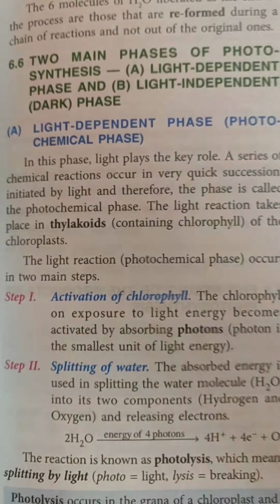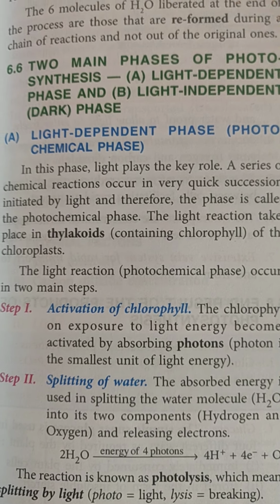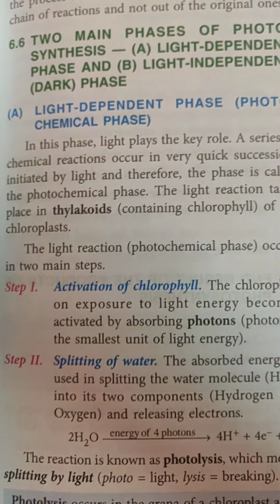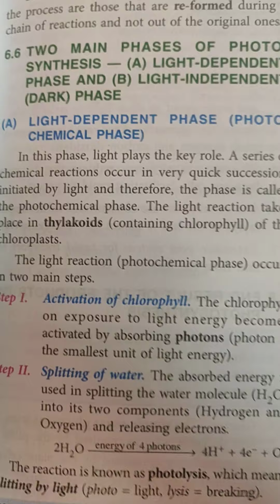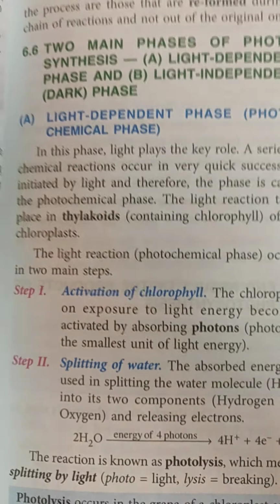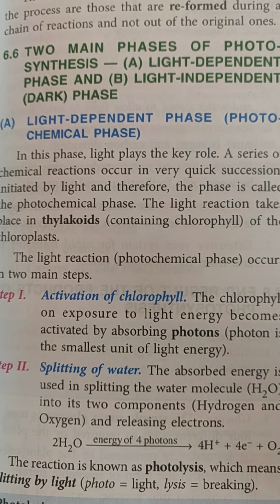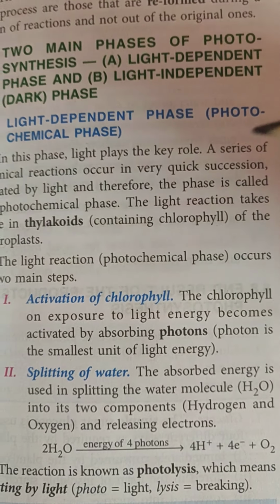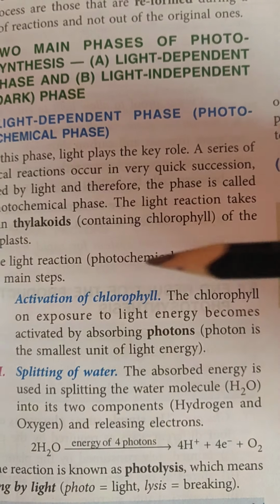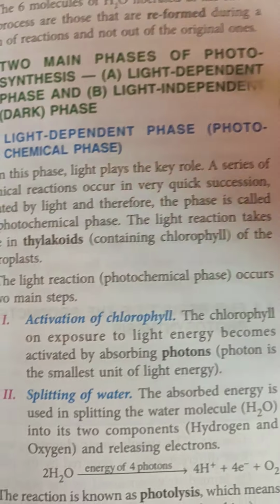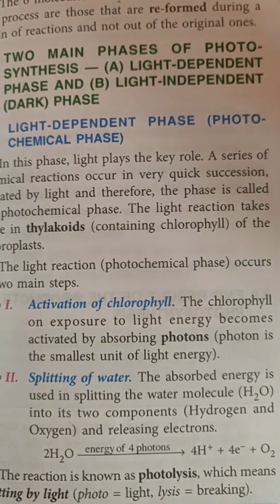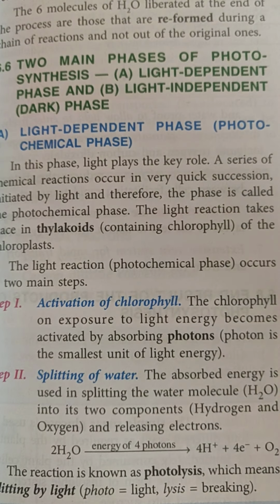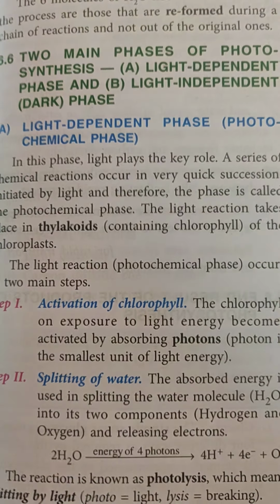Now there are 2 main steps that occur here. First is activation of chlorophyll. Second is splitting of water. Now, how does activation of chlorophyll take place? Chlorophyll, due to its presence on the leaf surface, is exposed to light. What happens? They absorb the photons and get activated. Essentially, a photon is nothing but the smallest unit of light energy. So, light energy is activating the chlorophyll.